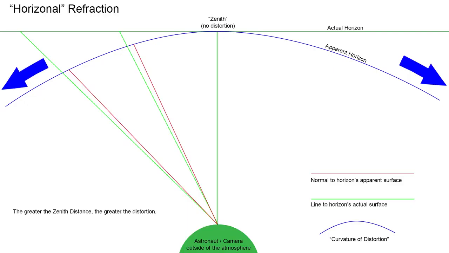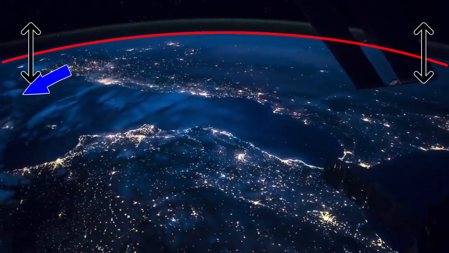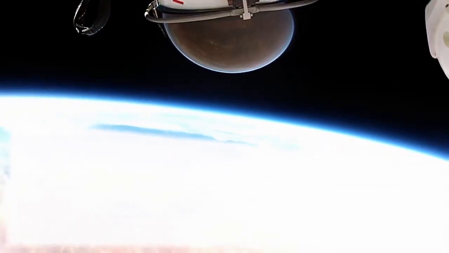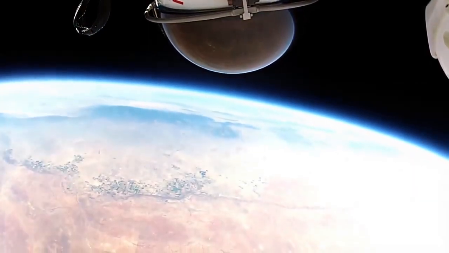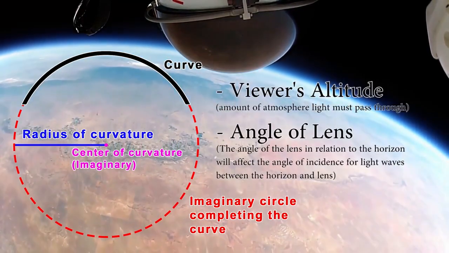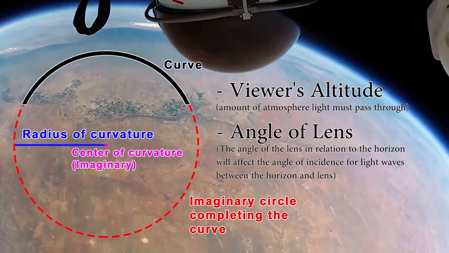Likewise, in horizontal refraction, the further a point on the horizon is located from your zenith, the more its apparent altitude becomes distorted from its true location. The visual distortion caused by the atmosphere causes the horizon to form a curve, with a specific radius of curvature determined by variables such as the viewer's altitude and the angle of the lens.